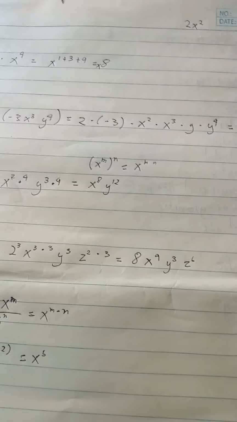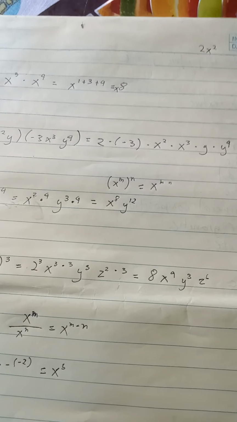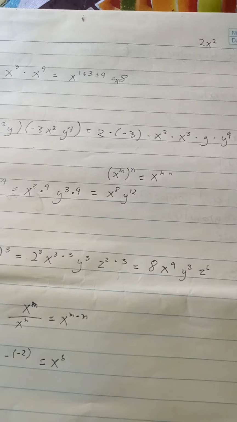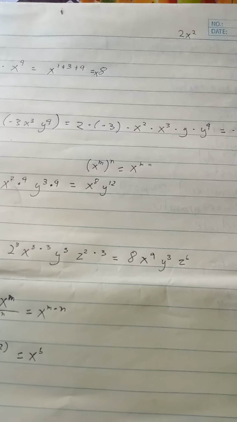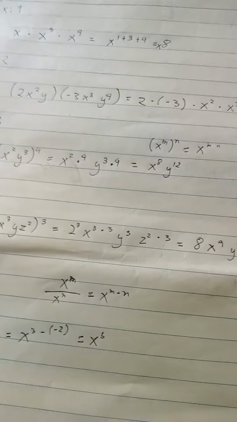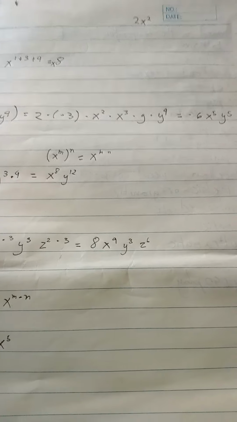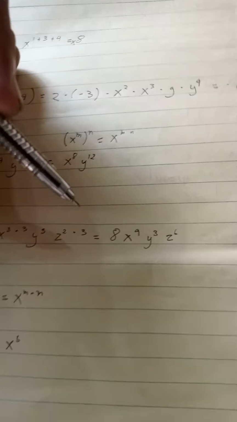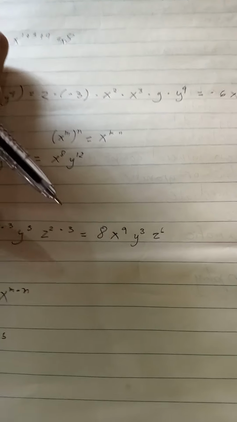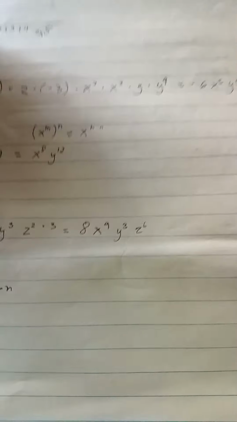First, we sort out the values and then raise the coefficient to the power of 3, making it 8. Then lastly multiply the exponents. The result will be 8x to the power of 9, y to the power of 3, and z to the power of 6.